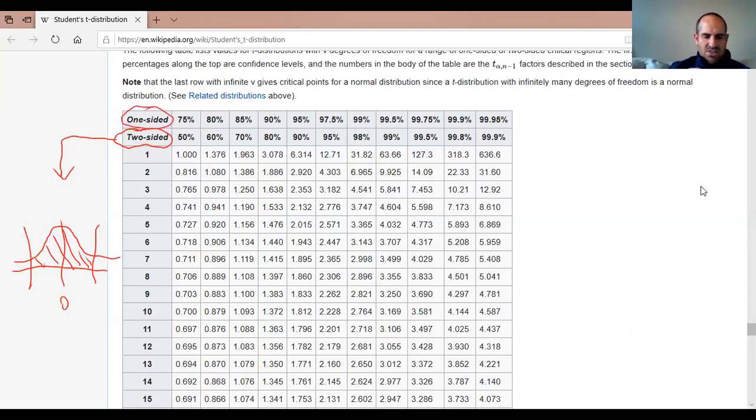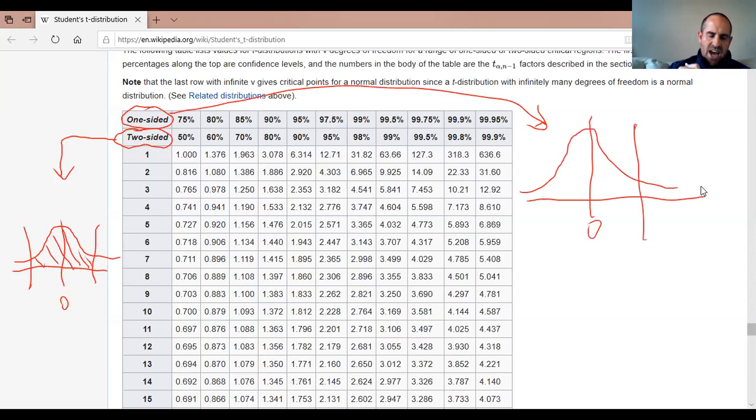What is the one-sided situation doing? Well, it's doing this. It has 0 in the middle, and essentially it's just hacking off the upper tail and giving you this probability, everything below that point.